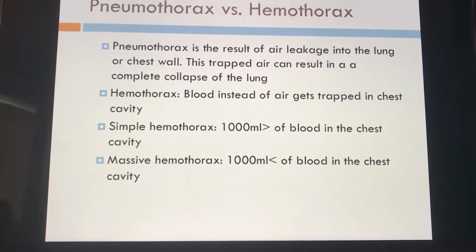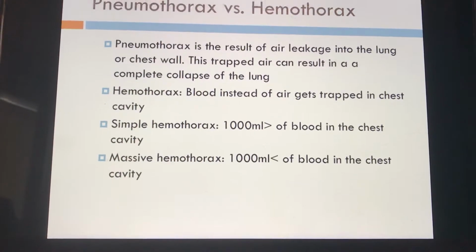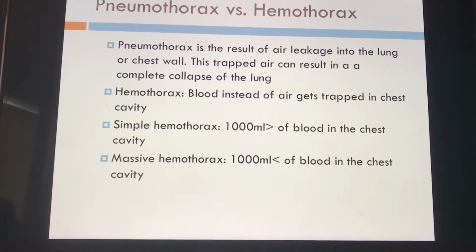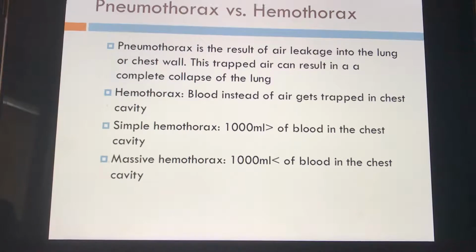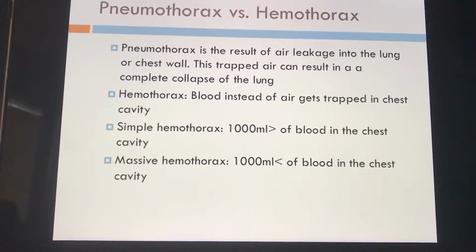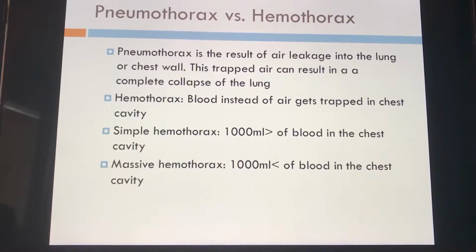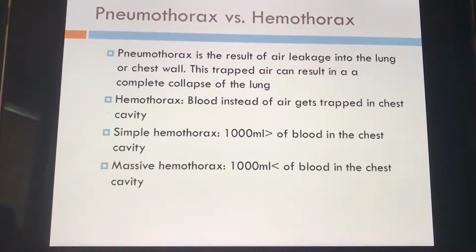There are two types of hemothorax. First is the simple hemothorax, which happens when less than 1,000 milliliters of blood gets trapped in the chest. Massive hemothorax is when over 1,000 milliliters of blood gets trapped in this space.